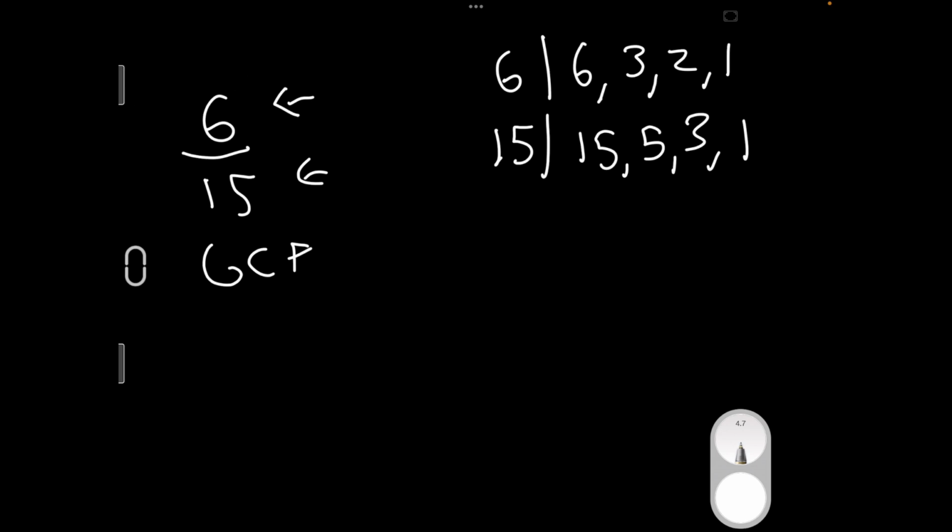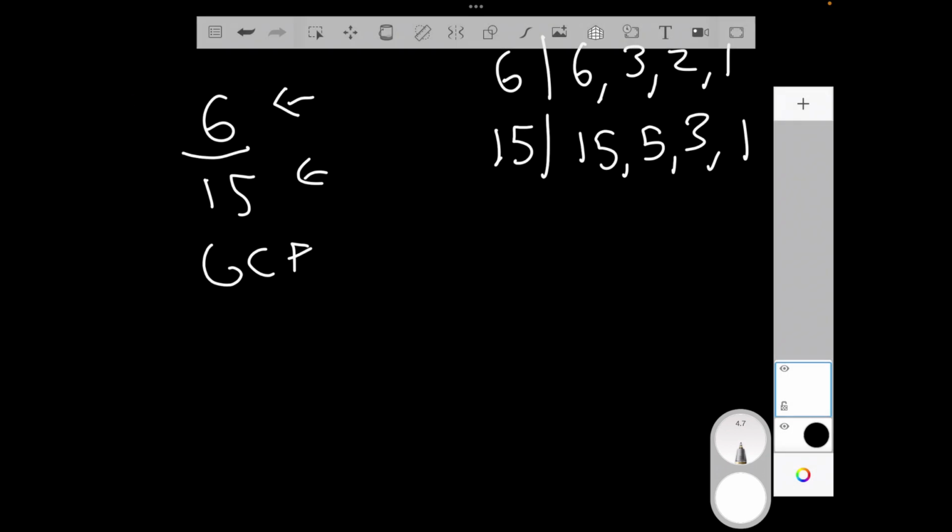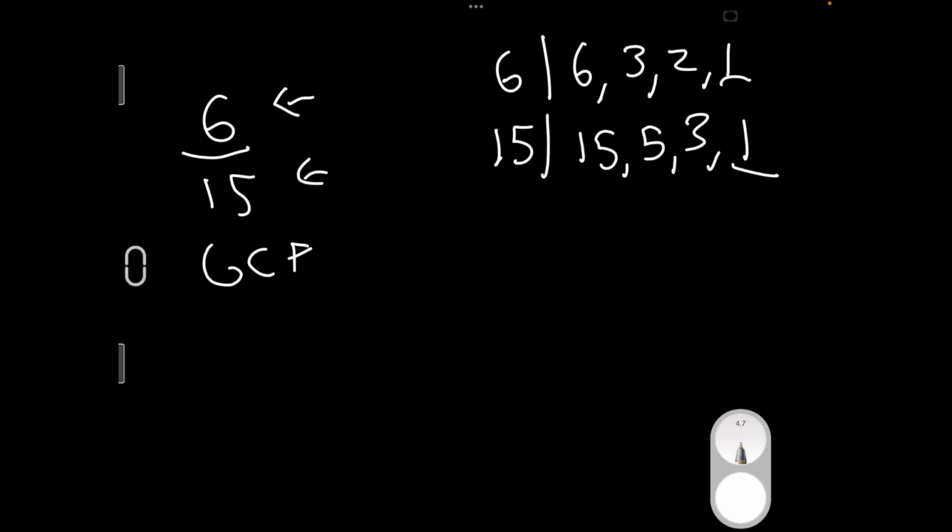So we need to find the greatest common factor between these two lists. So they both have 1 in them, but that's not the greatest they have. So the greatest common factor between 6 and 15 is going to be 3.